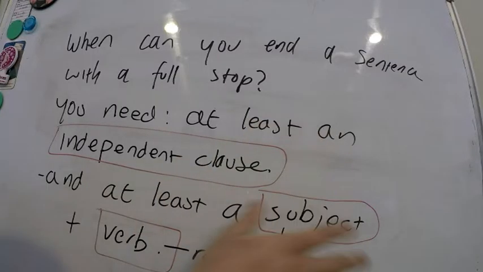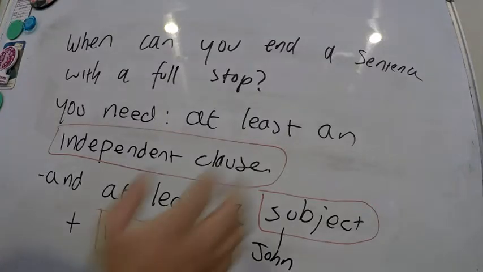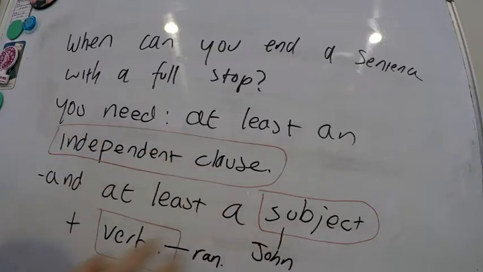Once you have a subject and a verb, it might not be an independent clause. It could very well be a dependent clause, but you have to pay attention to the subject and the verb, because if these two elements are together, you could very well have an independent clause.